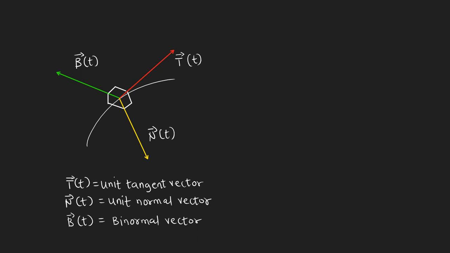In this video, I'm going to show you how to find a unit tangent vector, unit normal vector, and then the binormal vector of a curve in space. So let's consider this curve to be defined by this vector function of t, which is equal to x of t, y of t, and then z of t.